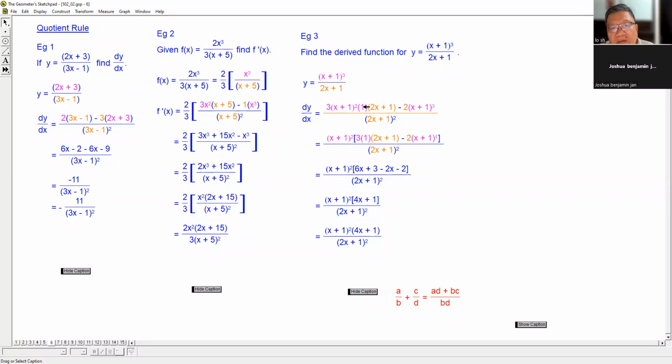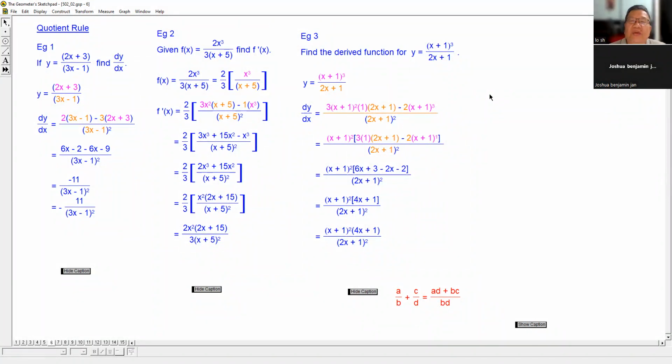Because if you don't keep the habit of writing 1 there, after a while you forget and you think that is 0. And you don't even bother to differentiate what is inside the bracket, right? So don't miss out the 1 there, because it reminds you that you have to differentiate what is inside the bracket. Okay, then the orange color, you keep, don't do anything. Second part, you have to minus. Then you keep the pink color, you differentiate the orange color, you get 2. So, finish already.